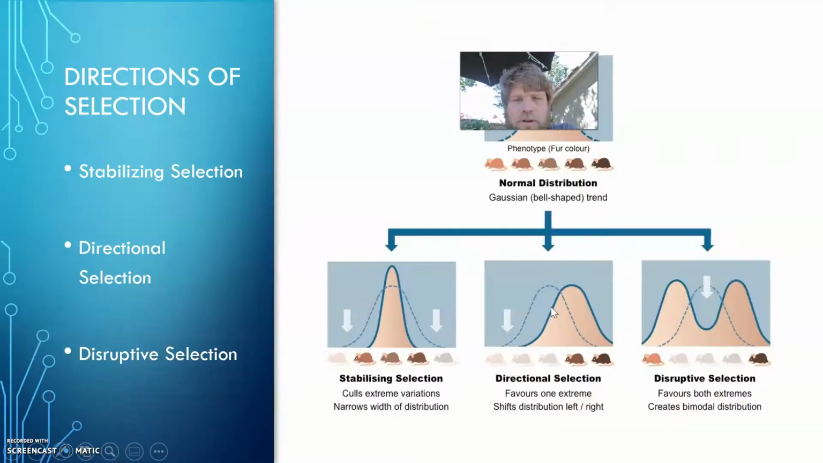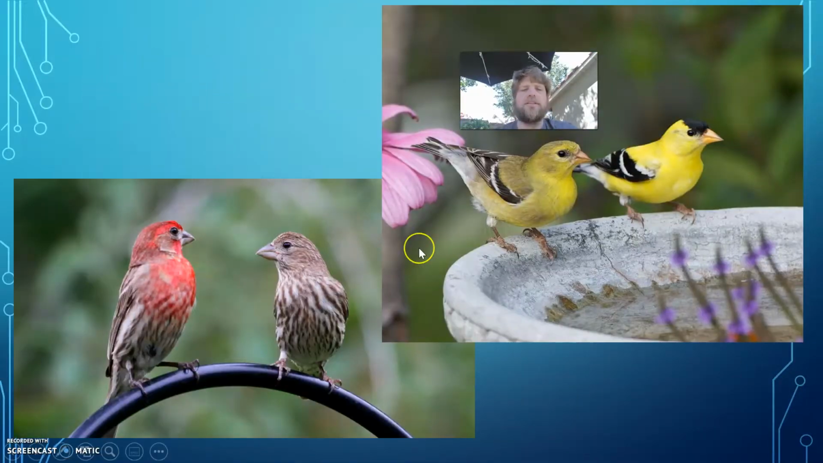Now, let's zoom all the way back to my finches that are in my backyard. Well, I have some sexual selection going on with the house finches. Okay, this red doesn't help the finch camouflage. It eats seeds, it eats fruit, so the color doesn't help. But the brighter red is going to attract females. So we get a directional selection for this bright red color.